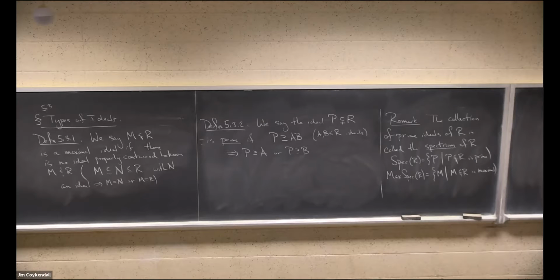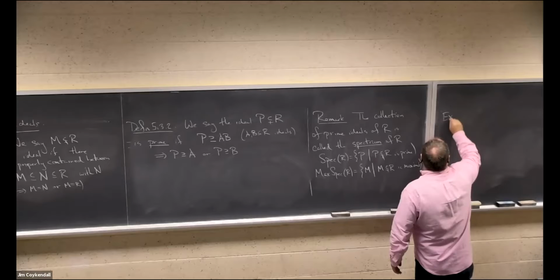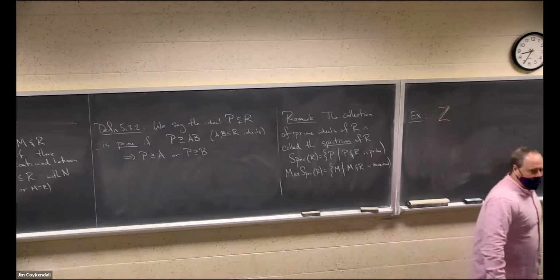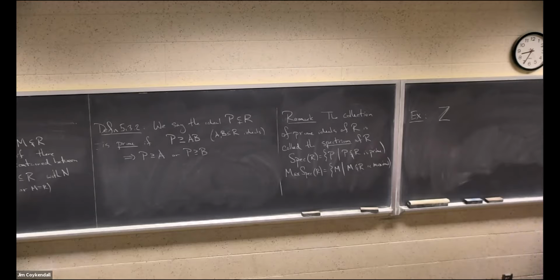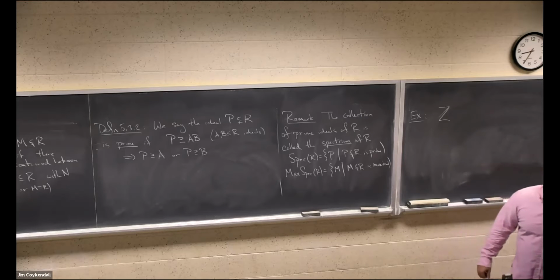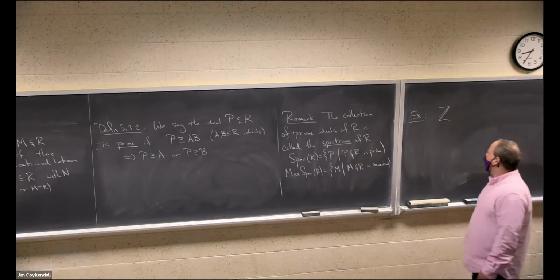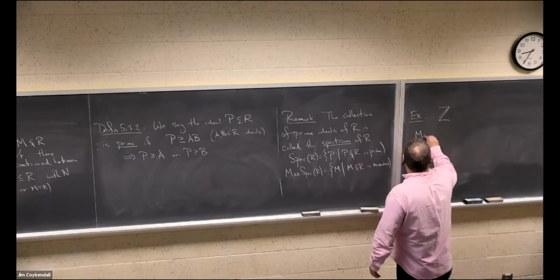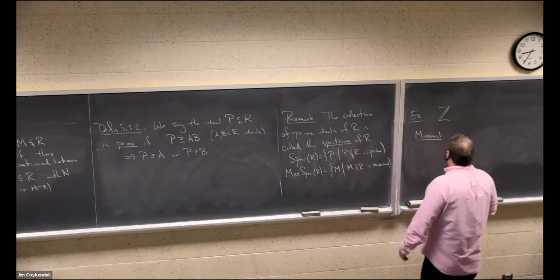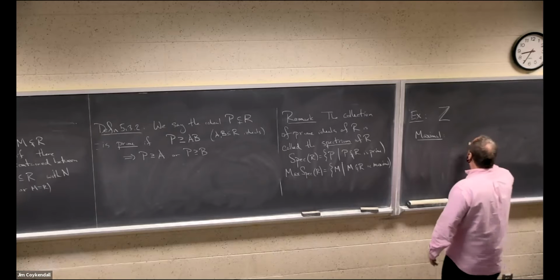So let's look at some examples here. Let's start with the integers because, my goodness, it seems like they're the prototype for everything. Can anybody give me an example of a maximal ideal? Let me start off with these.